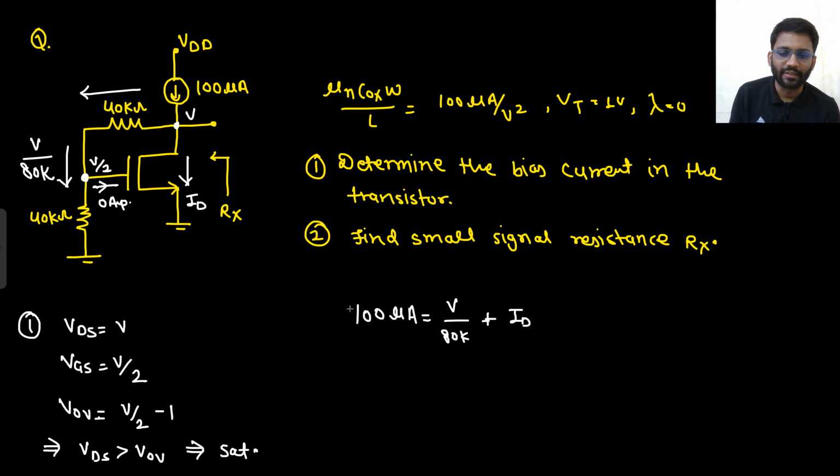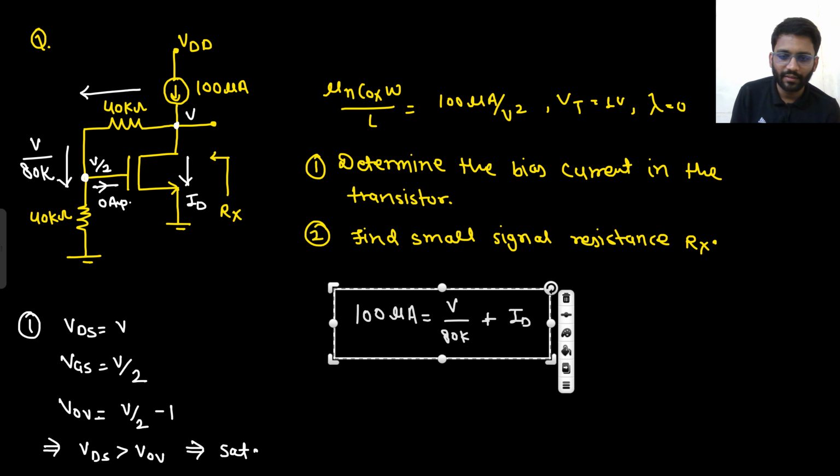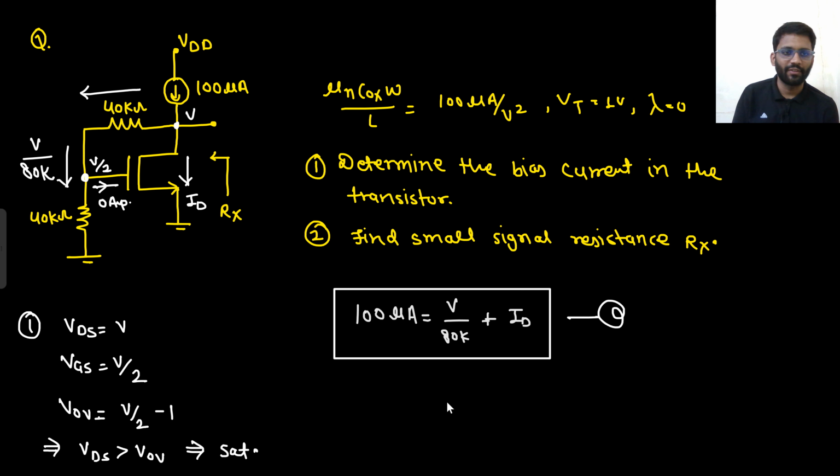So here there are two variables, V and ID. Two variables is not desirable. You need to eradicate one variable. So I can eradicate one variable. How? This is how I can eradicate one variable.